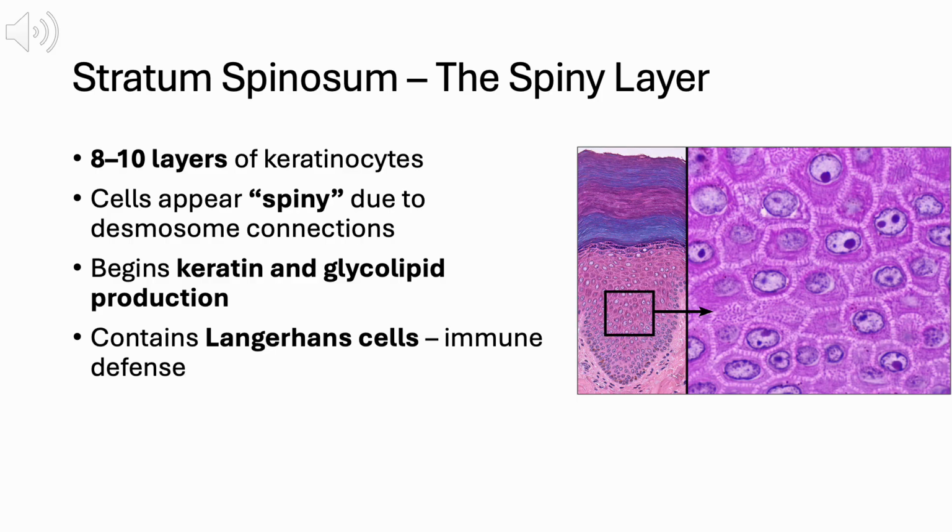In this layer, keratinocytes begin producing keratin proteins and glycolipids, which contribute to the skin's strength and waterproofing properties. Importantly, the stratum spinosum contains Langerhans cells, a type of dendritic immune cell that acts like a macrophage, patrolling for pathogens, engulfing bacteria, and helping to coordinate immune responses.